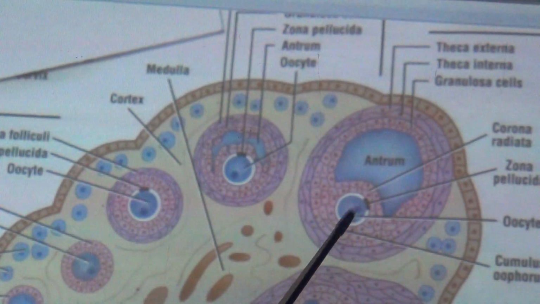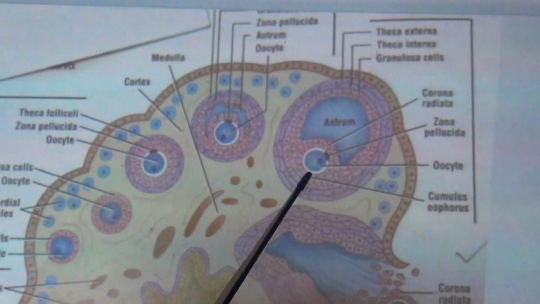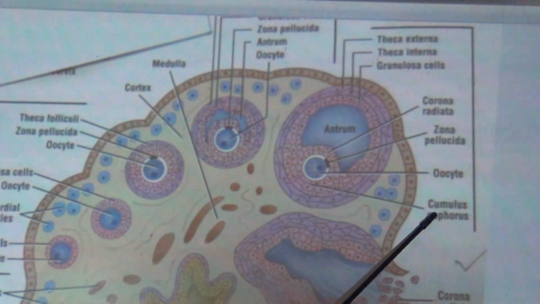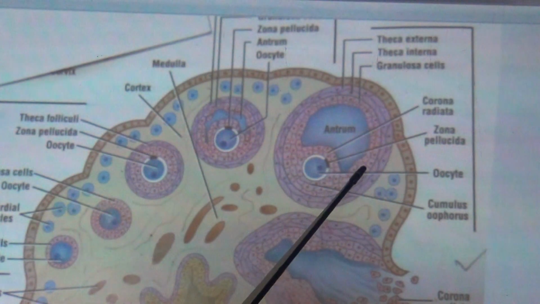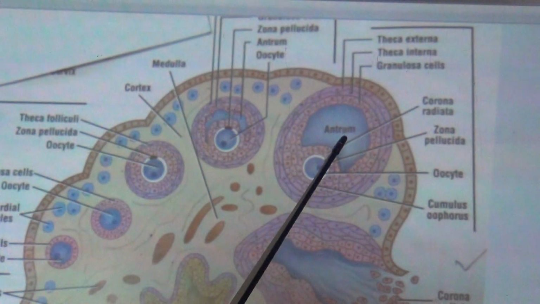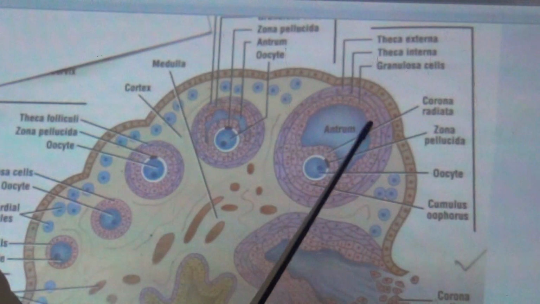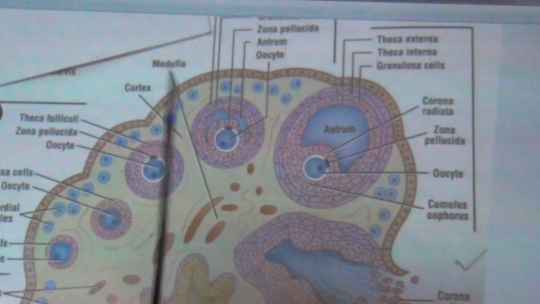Now the cells around the oocyte are called the cumulus oophorus. And the cells surrounding the antrum are called the membrana granulosa.